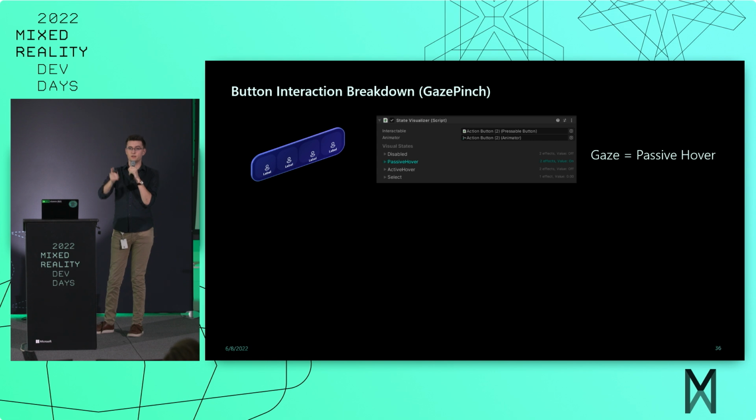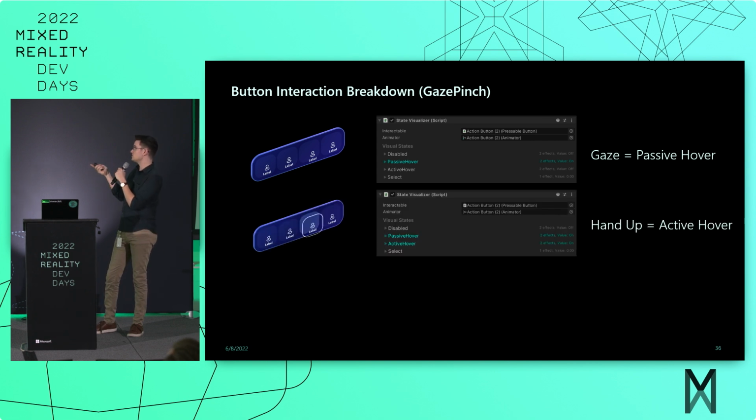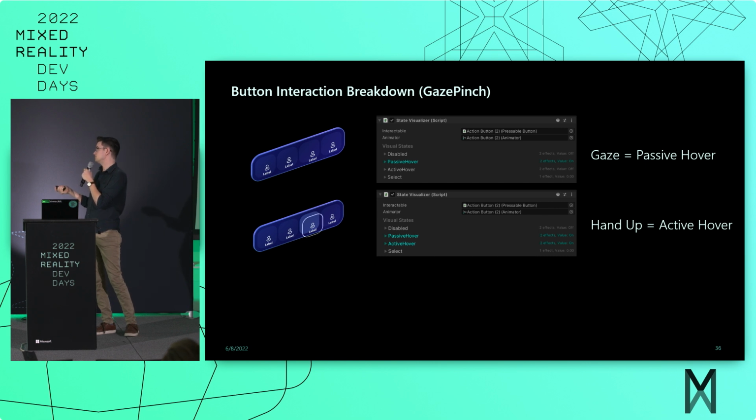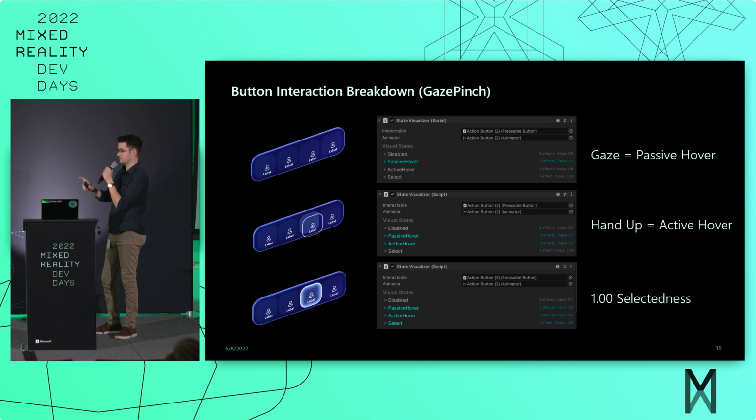Then when you bring your hand up to the ready position, the gaze pinch interactor then initiates a hover, and that's considered an active hover. So now we have both hover states active. But you notice we still don't have any selectedness going on. So then I don't have a nice animation of it actually pinching, but I'll just take my word for it.